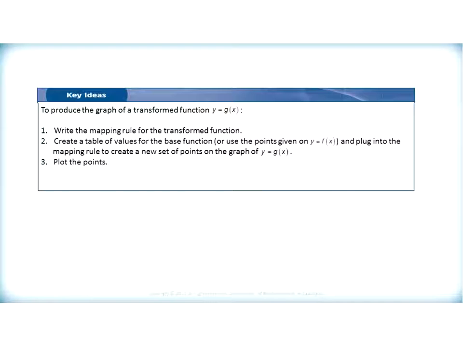Okay, to end this particular lesson, let's look at the key ideas again. To produce the graph of a transform function, y equals g of x, we simply write the mapping rule for the transform function, and we create a table of values for the base function, or we use the points that are given on y equals f of x, and we plug it into the mapping rule to create a new set of points on the graph of g of x, and we simply plot the points, and we end up with the graph of y equals g of x. That ends this particular lesson.